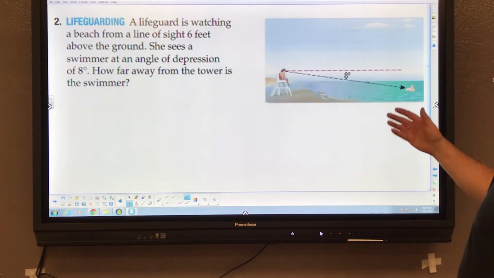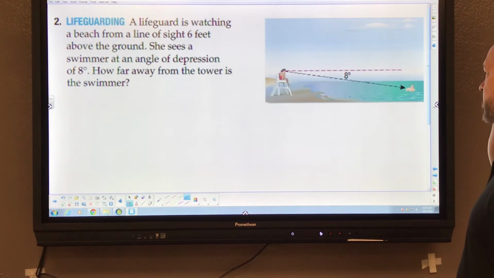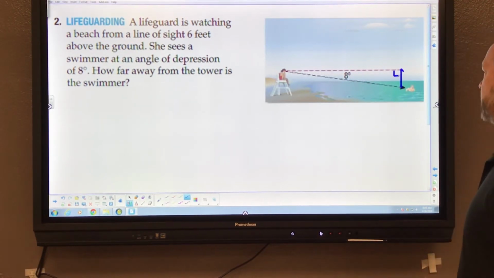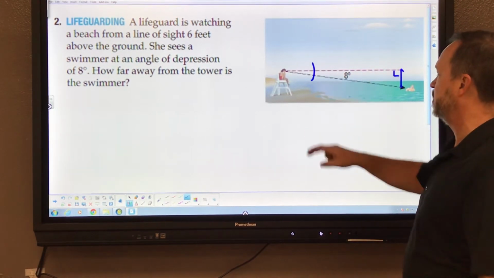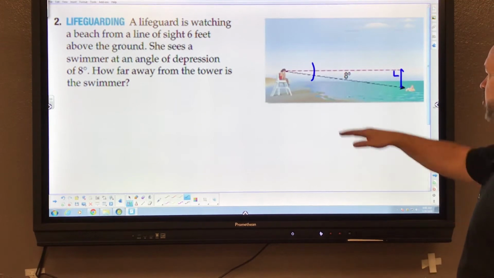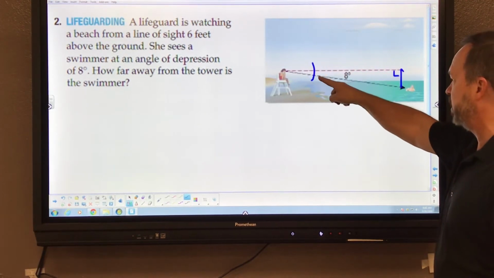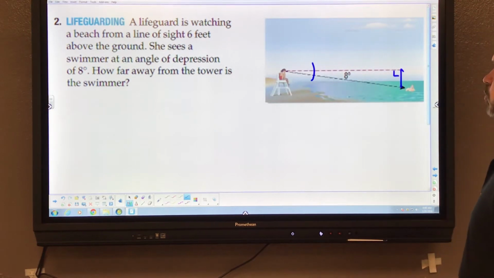A lifeguard. I mean, this is all the same stuff. It's all the same stuff. They didn't close the end of their right triangle, but we presume that's how that's going to work. And the 8 degrees is this. That's the angle of depression. She could be looking straight out, but she had to look down 8 degrees to look at a swimmer over here and make sure he's not getting in trouble and doing something he shouldn't out there, or getting pulled off into the ocean.